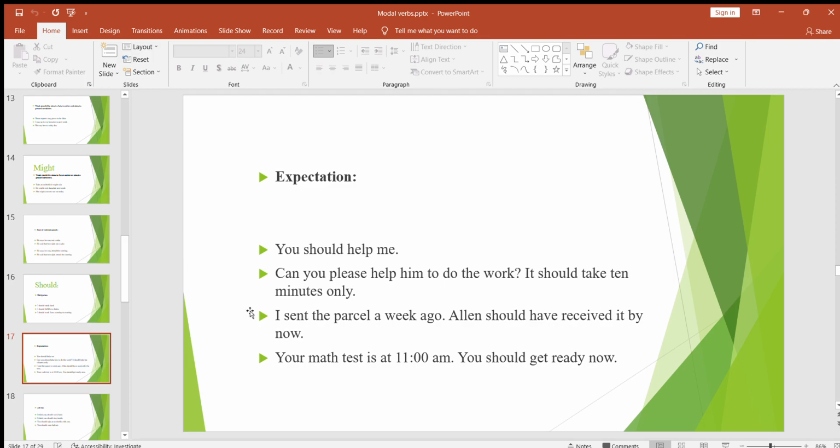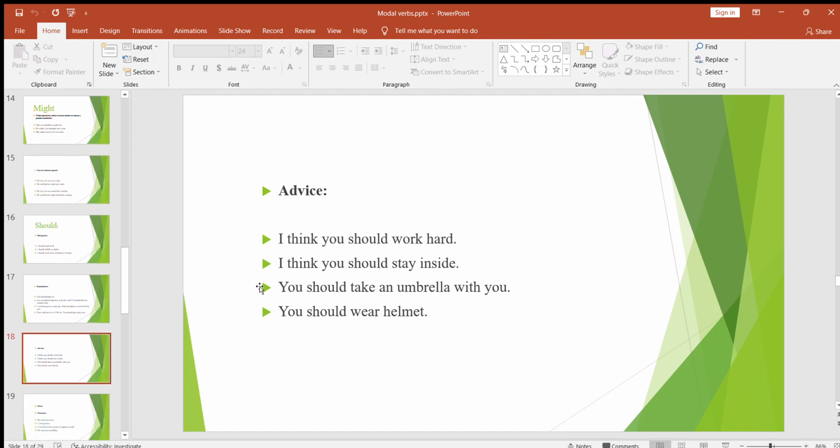Next: I sent the parcel a week ago. Alan should have received it by now. So here the expectation is that Alan should have received it by now. You're expecting Alan to have got this parcel, whatever you had sent to Mr. Allen. Next: your math test is at 11 a.m. You should get ready now. So you're expecting this person to get ready as soon as possible. Again, expectation.